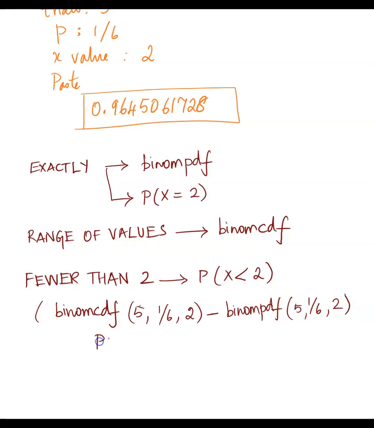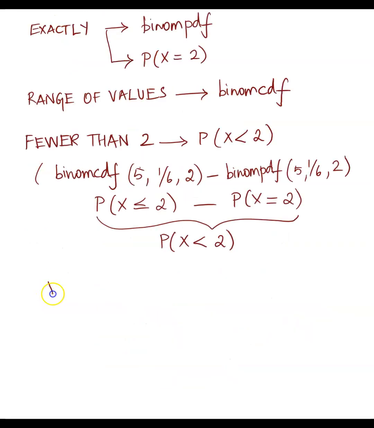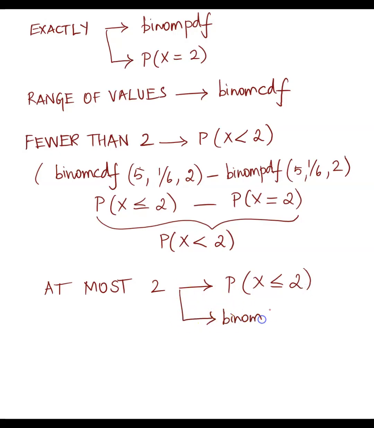But what this does is this is P of X less than or equal to 2 minus P of X equal to 2, exactly equal to 2. So that this result will give you P of X less than 2. So you're removing when it's exactly equal to 2. So we can have at most 2, which will be probability of X less than or equal to 2. In this case, you could use the binom CDF directly because it gives it to you up to the 2.